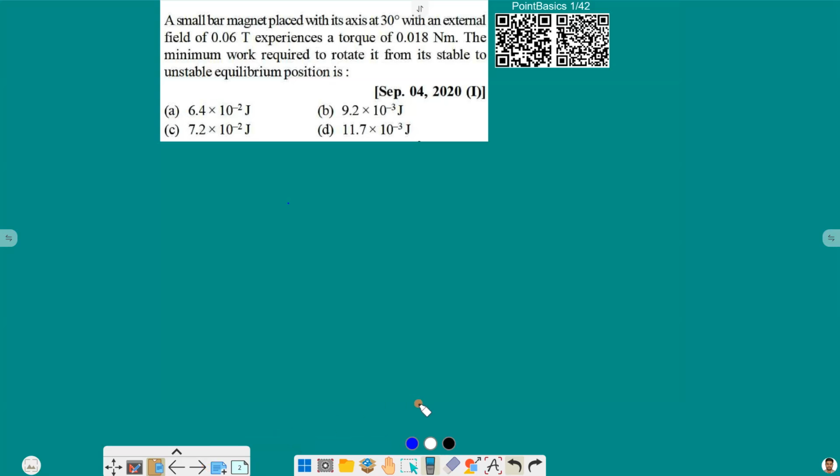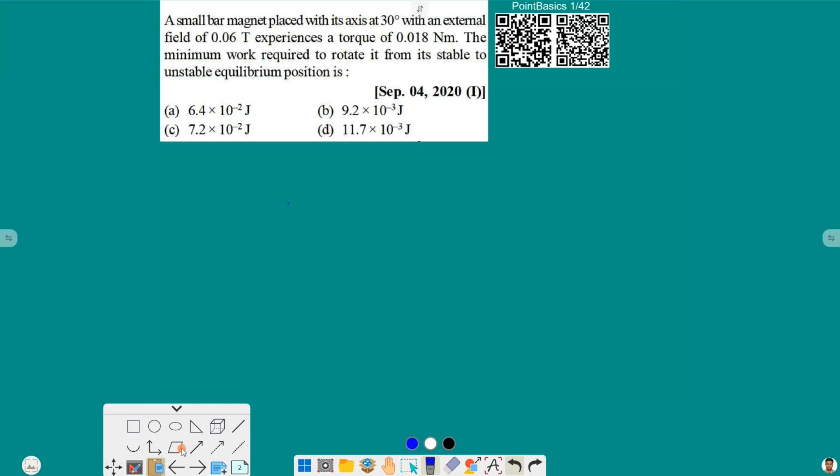Here is the first question. So let's start. A small bar magnet is placed with its axis at 30 degrees to an external field of 0.06 Tesla and experiences a torque. What is the minimum work required to rotate it from the stable to the unstable position? Now we have a magnet, and the axis of the magnet and the magnetic field make an angle of 30 degrees.